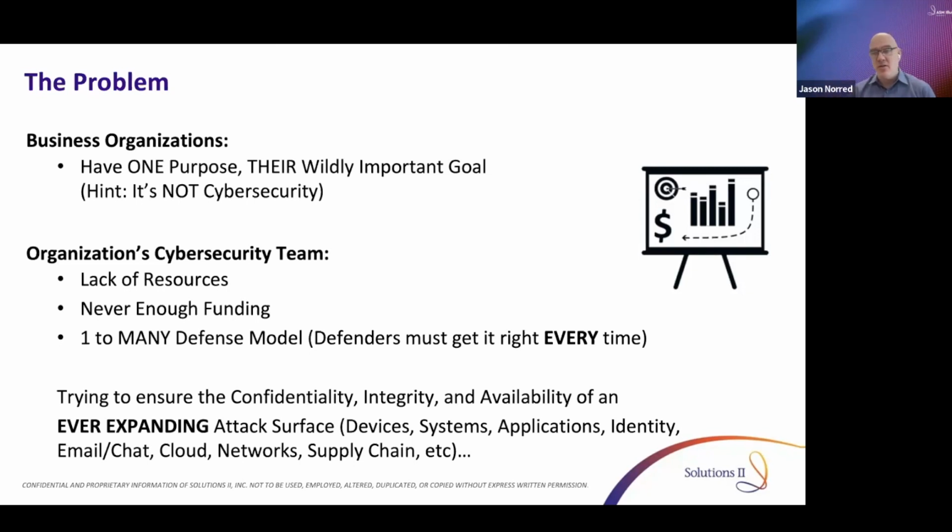Networks, supply chain, including vendors like Solutions 2. We're part of that attack surface for the organizations that we're engaged with and do business with. So the problem is just getting larger and larger and larger.